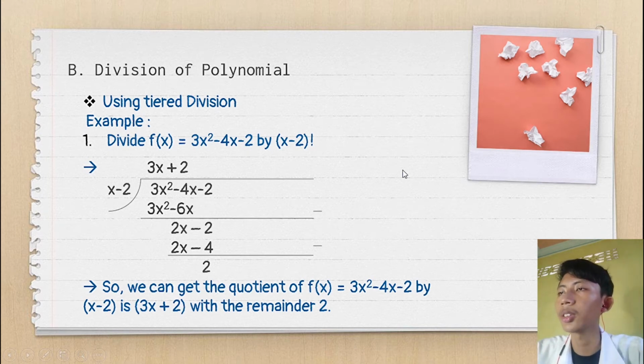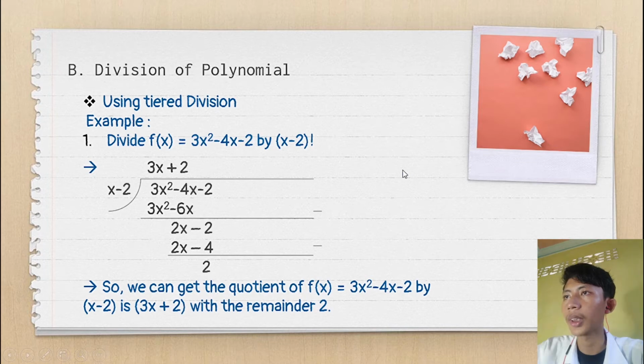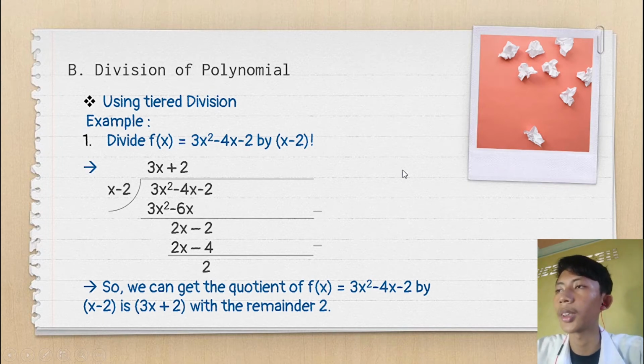And then 3x squared minus 3x squared is 0. Minus 4x plus 6x is 2x. And write down the minus 2. To eliminate 2x, we add plus 2 here. And then x minus 2 multiply 2 is 2x minus 4. We get the last result is 2. So we can get the equation: f(x) equals 3x squared minus 4x minus 2 divided by x minus 2 is 3x plus 2 with the remainder 2.